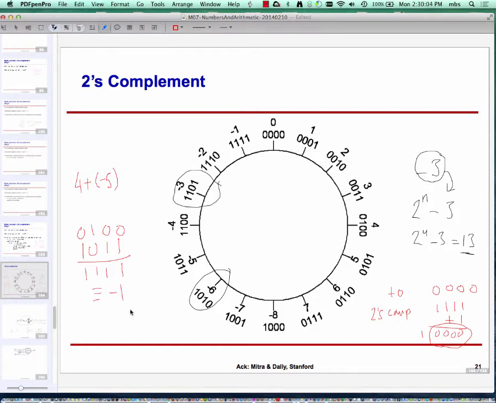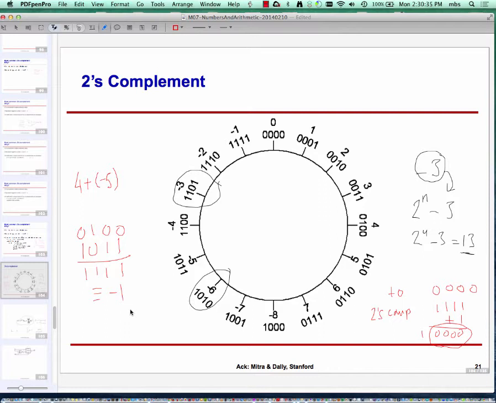And you can try it for any pairs, and you would see it would work as long as you don't have an overflow or underflow. What I mean by that is, it could be that I try to add, let's say, 5 plus 5. 5 plus 5 is 10, but 10 cannot be represented in 4 bits. So in that case, I am going to see the result is not representable. Or for example, if I were to add minus 5 plus minus 5, the answer would be minus 10. That is not expressible.